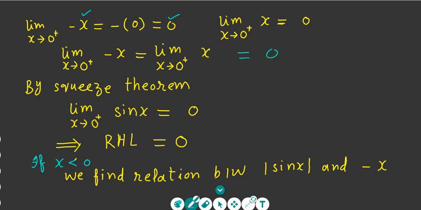By the squeeze theorem, if the limit of the smaller function and the limit of the greater function become equal, then we can say that the limit of the middle function, sine of x, is equal to 0. So in this case we have calculated the right-hand limit.